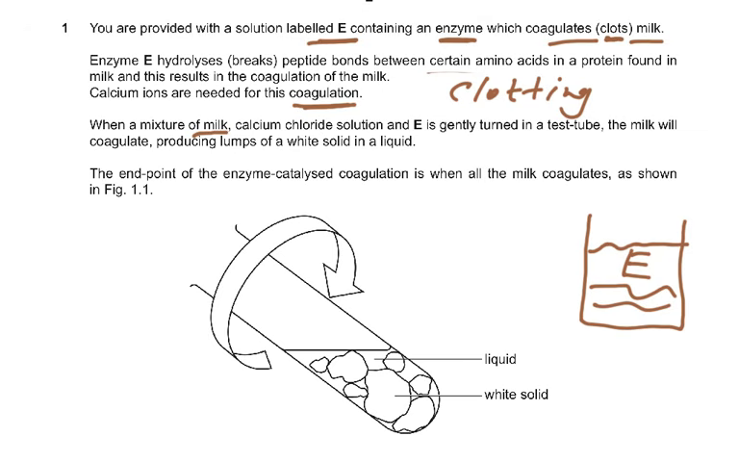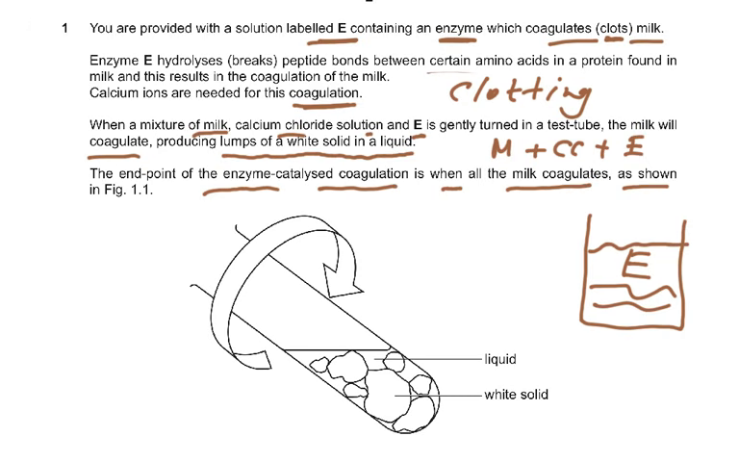When a mixture of milk, calcium chloride solution and E, so we have milk, then we have the calcium chloride, and we have the E, is gently turned in a test tube, the milk will coagulate, producing lumps of a white solid in a liquid. And the end point of the enzyme catalyzed coagulation is when all the milk coagulates as shown in figure 1.1.